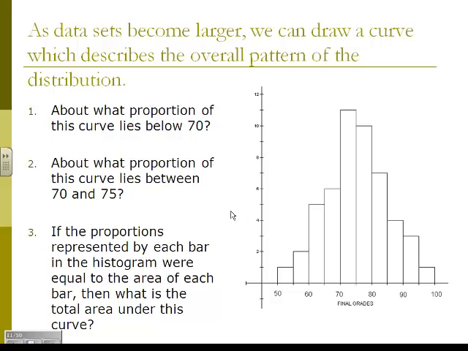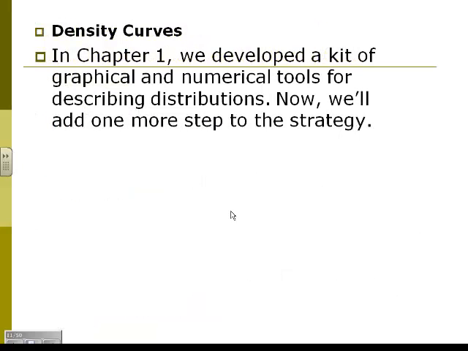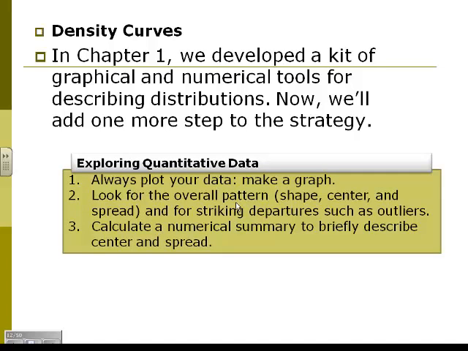Now, as far as what is a density curve, in Chapter 1 we developed a kit of graphical and numerical tools for describing distributions. So now we're going to add one more step. We're going to talk about exploring quantitative data. First, always plot your data, make a graph. Remember that from Chapter 1. We talked about a lot of different types of graphs, but it's always a good idea to look at a graph. Secondly, when you're describing a distribution, you want to talk about the shape, the center, the spread, and anything unusual you want to discuss. And then number 3, create a numerical summary to briefly describe center and spread. So the mean for the center and the standard deviation for the spread. This is what we learned in Chapter 1.